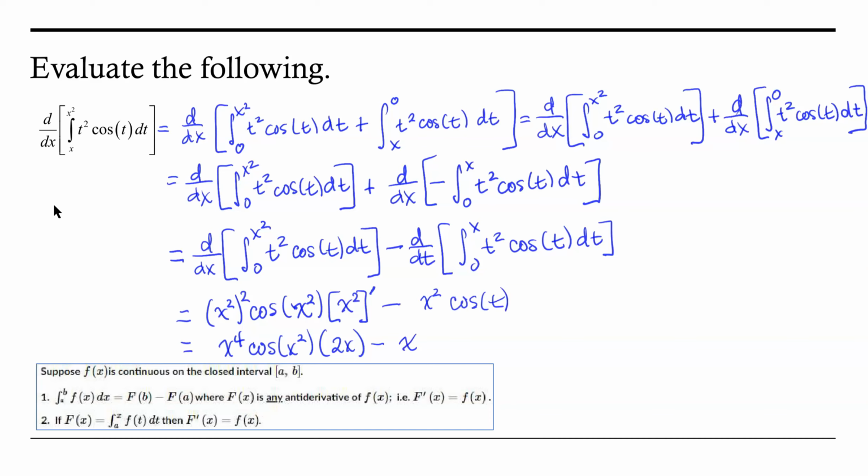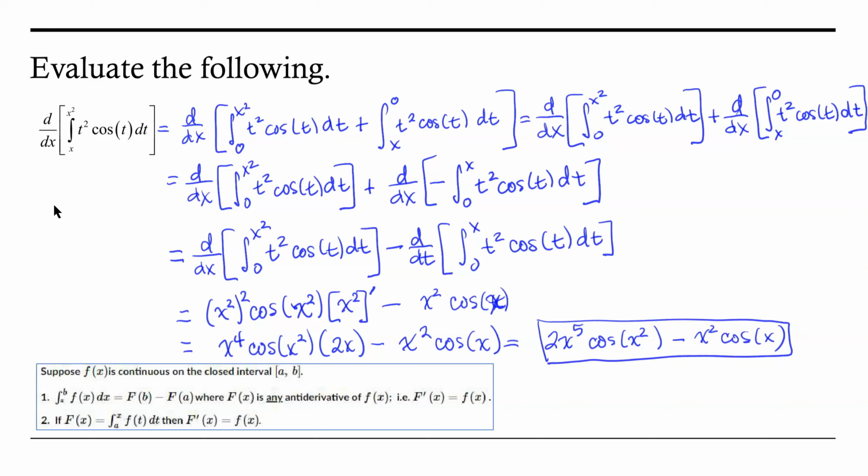So this would be cosine of x. This would be x squared times cosine of x. Simplifying a little bit more, in this first term, we'd have 2x to the fifth cosine of x squared minus x squared cosine of x. So that would be the derivative of our integral here.